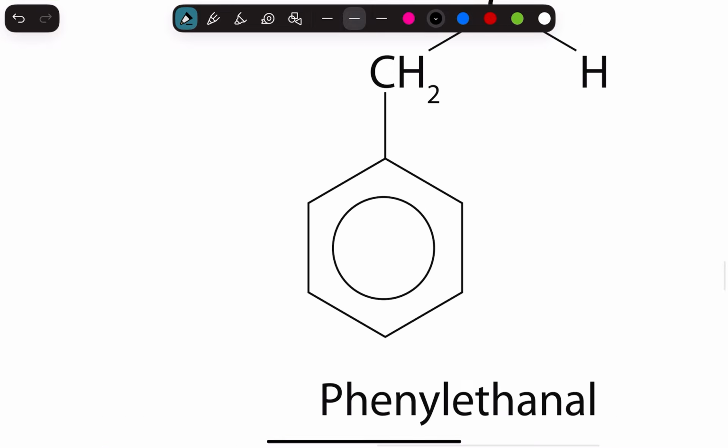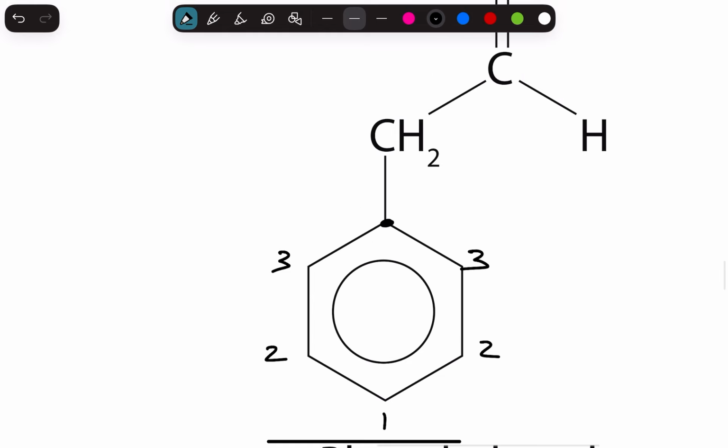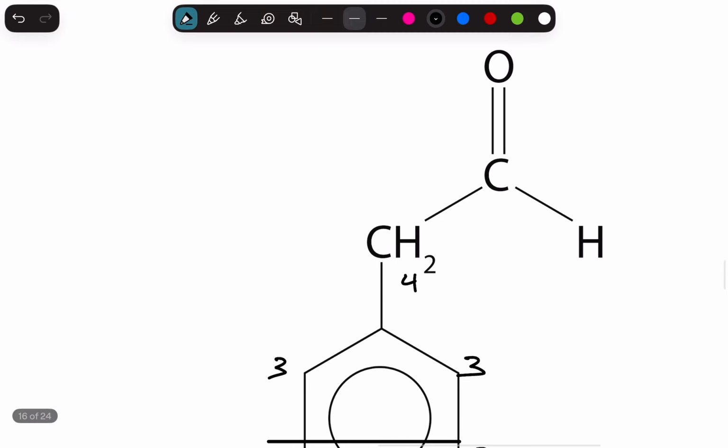Now if you go to phenylethanol, the benzene would be the exact same. Again, making sure you don't include that. Then we have an environment here, CH2, and we also have an environment for the single H.